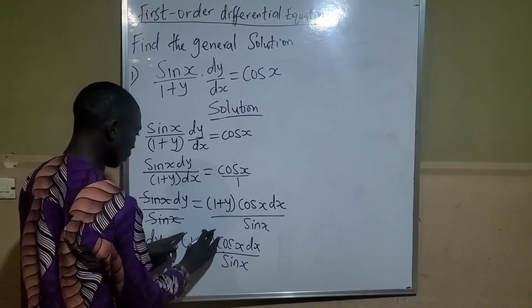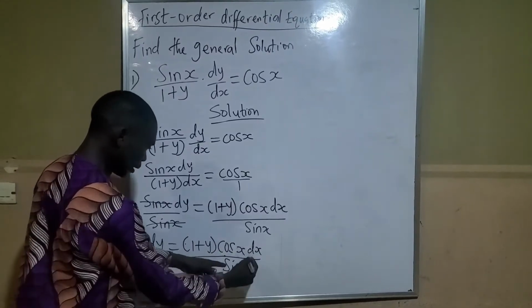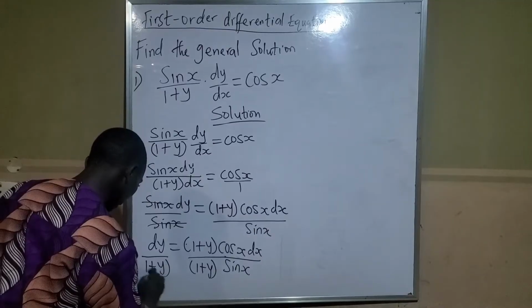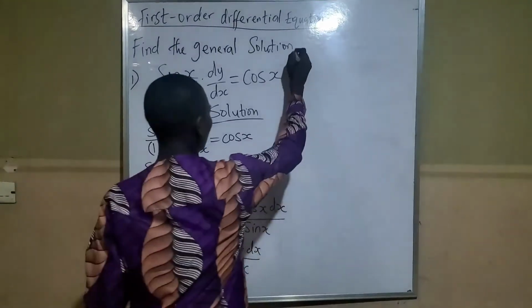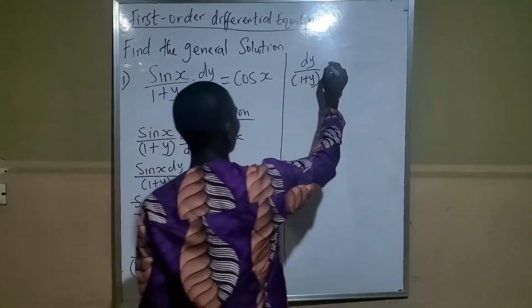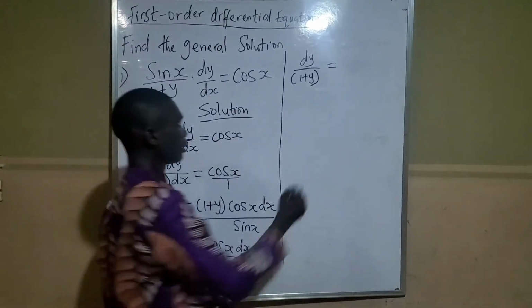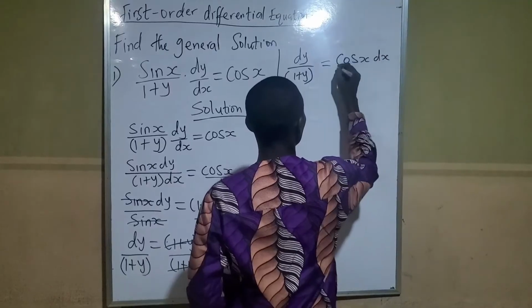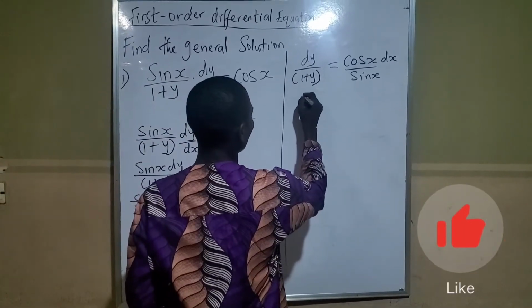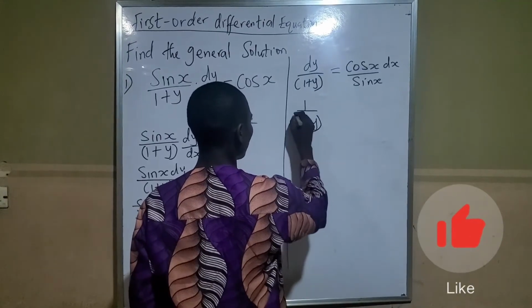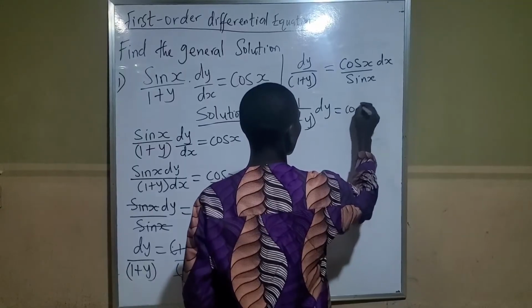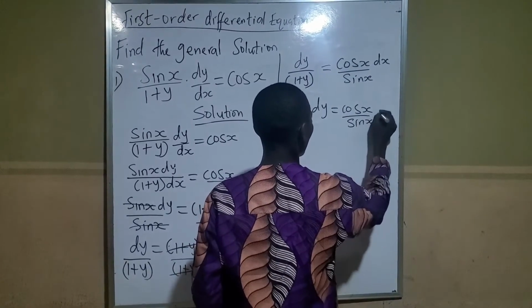So for me to bring this 1 plus y to the other side, I will divide both sides by 1 plus y. So this will cancel this. At the left hand side, I have dy over 1 plus y, and at the right we have cos x dx over sin x. I can further rewrite this as 1 over 1 plus y dy, and here we have cos x over sin x dx, right?